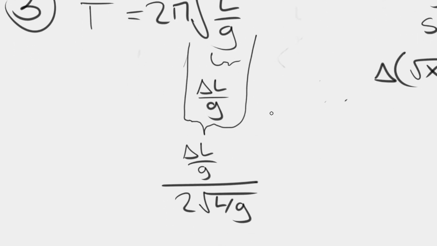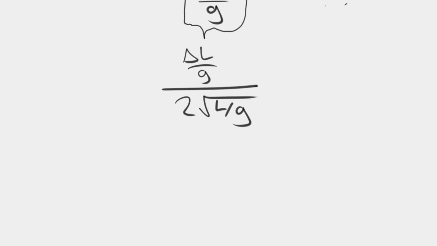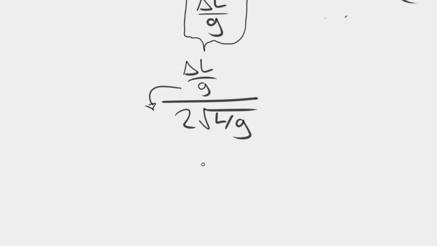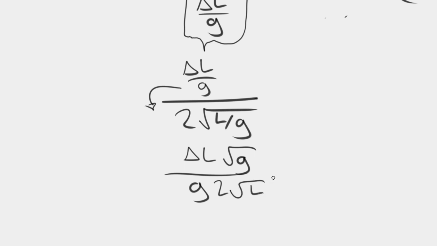Let's draw an arrow. Nah, I'm not going to draw an arrow. Let's just clean this up a little bit. We can move this G down to the bottom, so we just literally have delta L divided by... actually, we could do this. We can split things up. Right over here, delta L square root of G divided by G times 2 times the square root of L. Does that make sense? Wait, hold on, let me see. If we put the G on the bottom and we put the G on the top. Yeah, that makes sense.